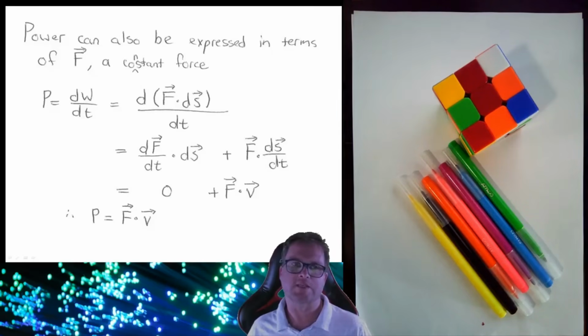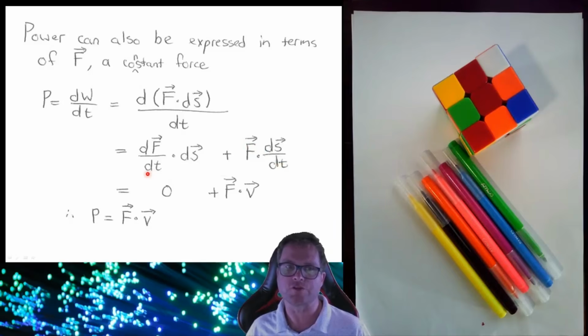There's an interesting case where we can express power in terms of a force when the force is constant. We can see that by rewriting the definitions. Previously we saw that the instantaneous power is the derivative of the work done with respect to time. We've already seen that the work done is the dot product between the force and the displacement vector. Next we can distribute the derivative and break it into two terms. So we have dF/dt dotted with ds, and we have F dotted with ds/dt.